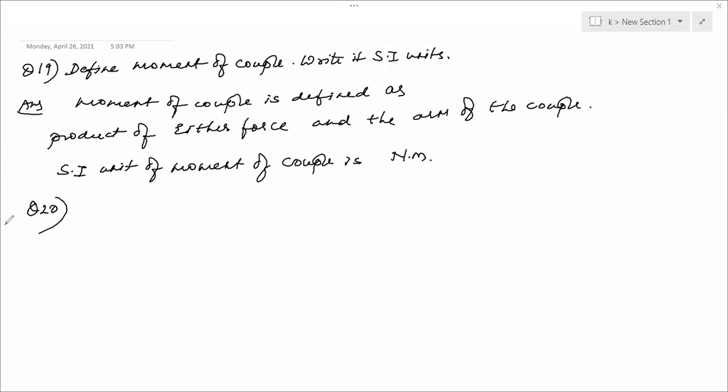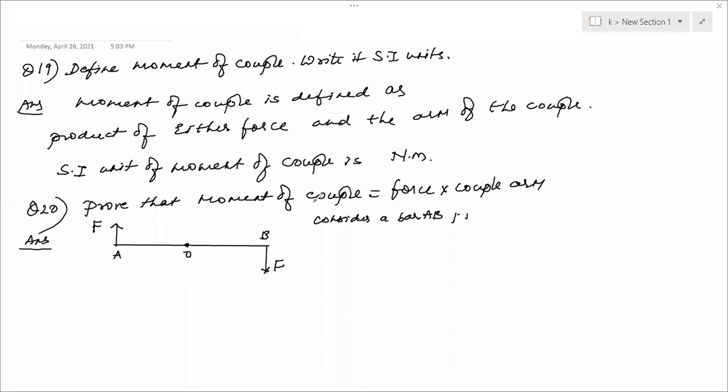Then I go to the next question. Question number 20. Prove that moment of couple equals force into couple arm. So you can see here, suppose there's a bar AB pivoted at O. Now at A and B, two forces F are acting. So that is what I'm writing here.